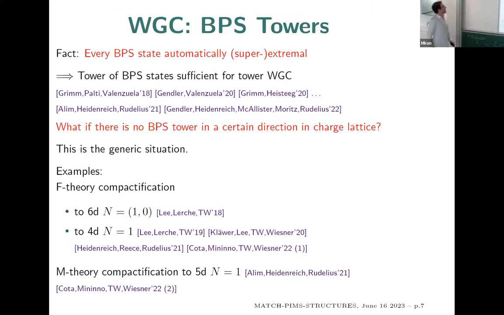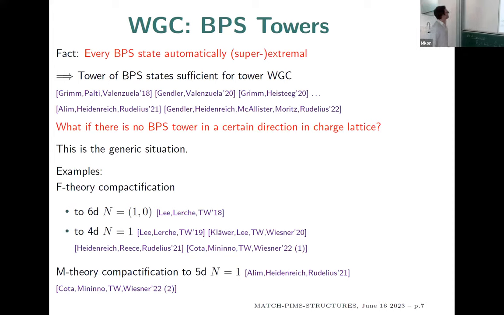So, in fact, which types of states could occur? First of all, one knows that every BPS state is automatically super extremal or extremal. So if you have a BPS state in your theory, then these states automatically satisfy the weak gravity conjecture. So in particular, if you have infinitely many BPS states in your theory along a certain direction of the charge lattice, then you're done. Then for that direction in the charge lattice, the weak gravity conjecture is satisfied.